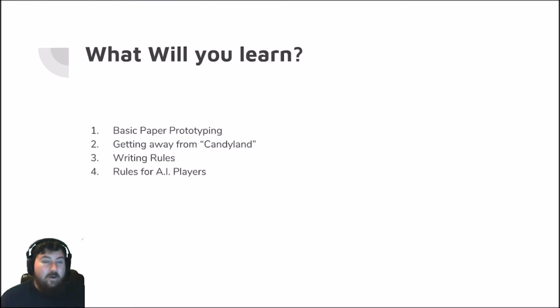What are you going to learn as part of Global Game Jam's curriculum? You're going to go over basic paper prototyping. We're going to help you get away from Candyland, because they're going to try to make Candyland, and we're going to teach you some tricks to kind of get you away from it. We're going to go over how to write rules, which is super important to have a really good, tight, concise rule set when you're making an analog game.